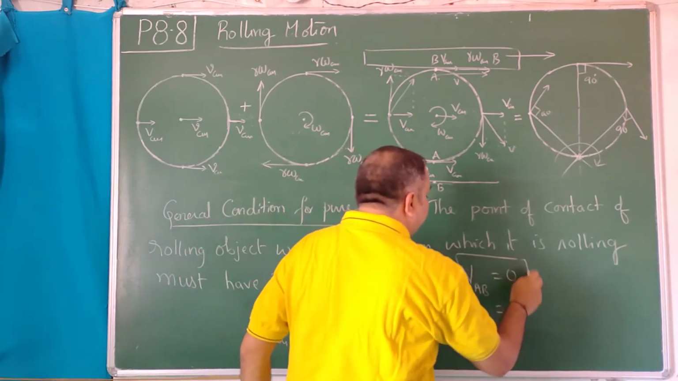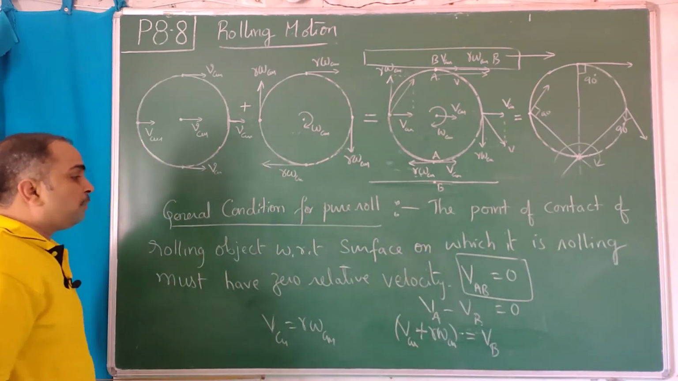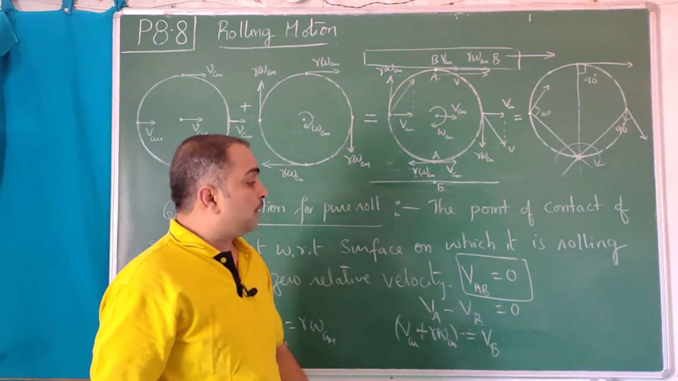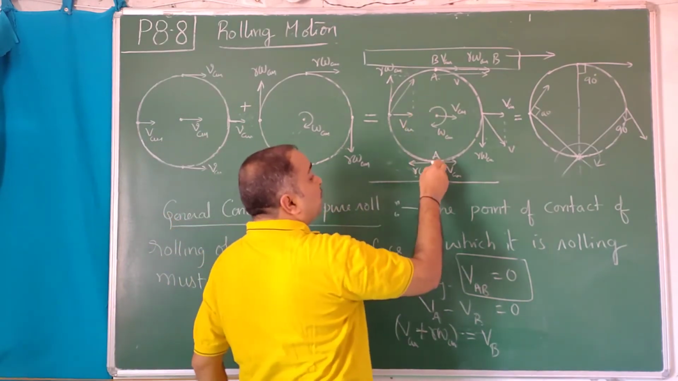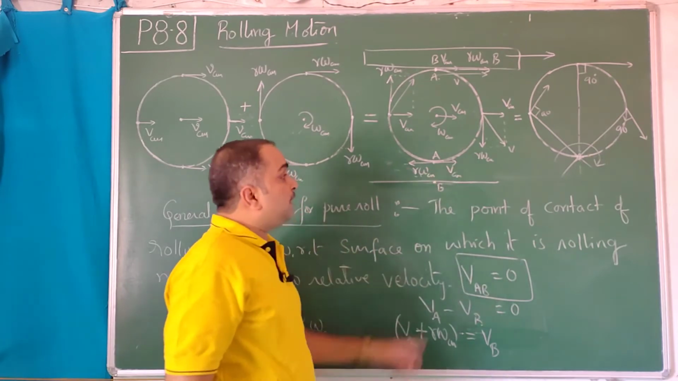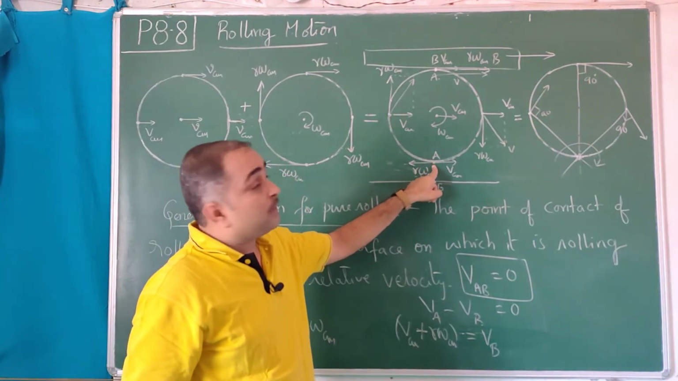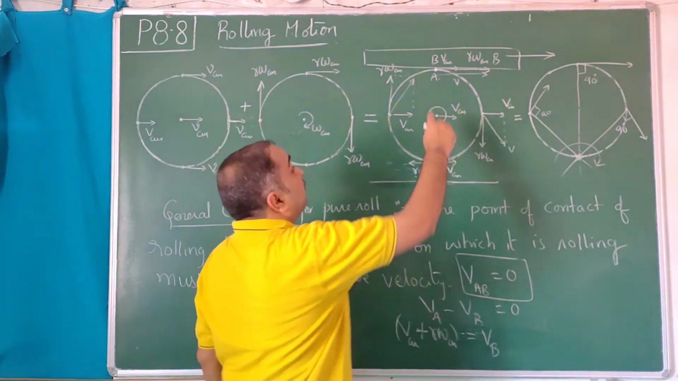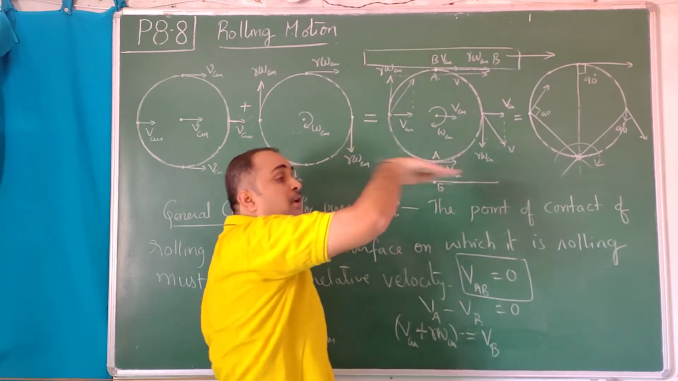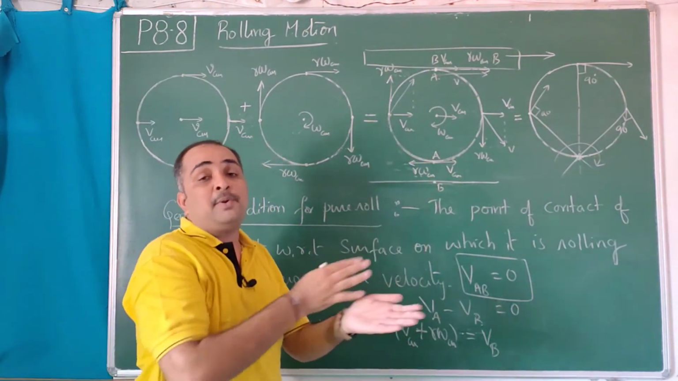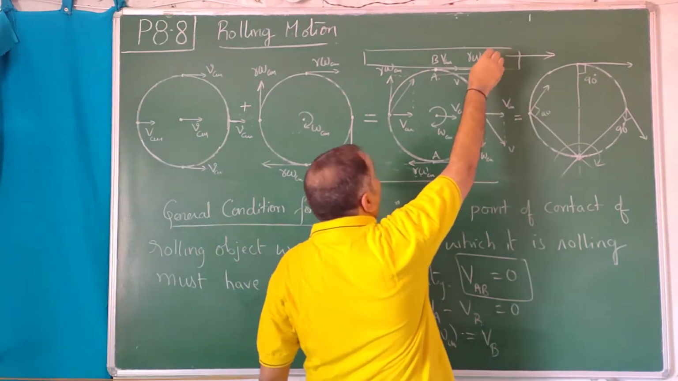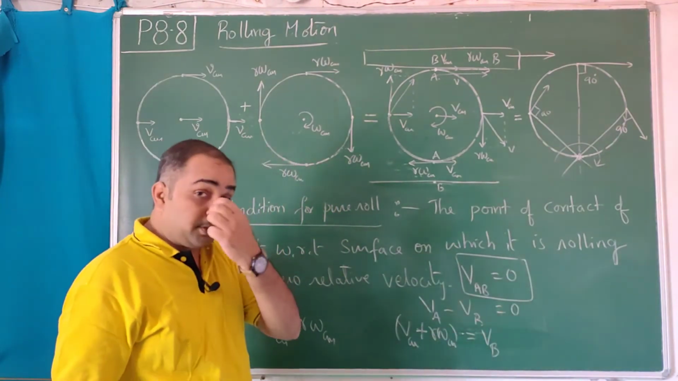VAB, relative velocity, read it once again. The point of contact of the rolling object with respect to the surface on which it is rolling must have 0 relative velocity. So now what happened? This lowermost point has forward velocity and backward velocity in opposite direction. So this should be equal to this. Then at this point pure rolling occurs. At this point VCM is forward, R omega CM is forward. Therefore the uppermost plank which is kept over it should also travel with the same velocity. Then only there will be no slippage there. So the plank should have a velocity equal to VCM plus R omega CM, not VCM equal to R omega CM.